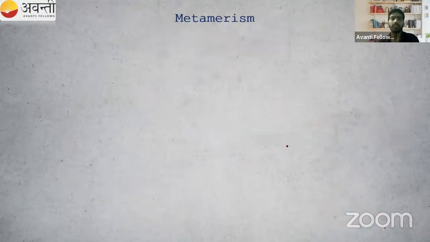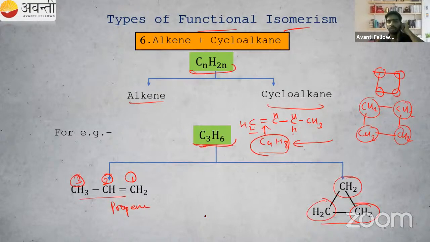Okay, got it? So reply करो. Functional isomerism समझ गया सबको? Fast. Functional isomerism.